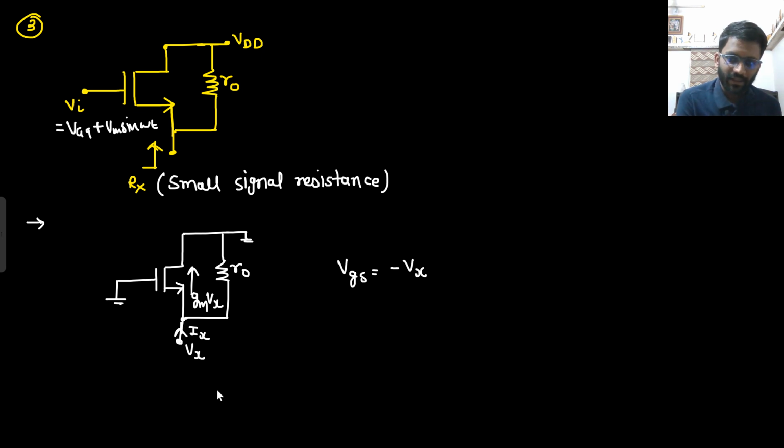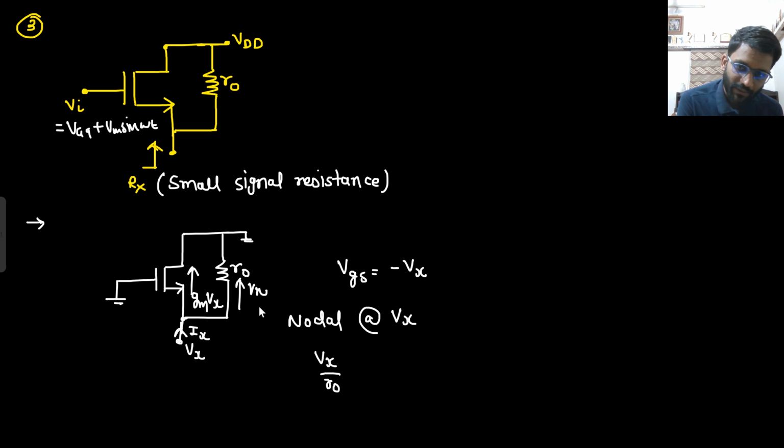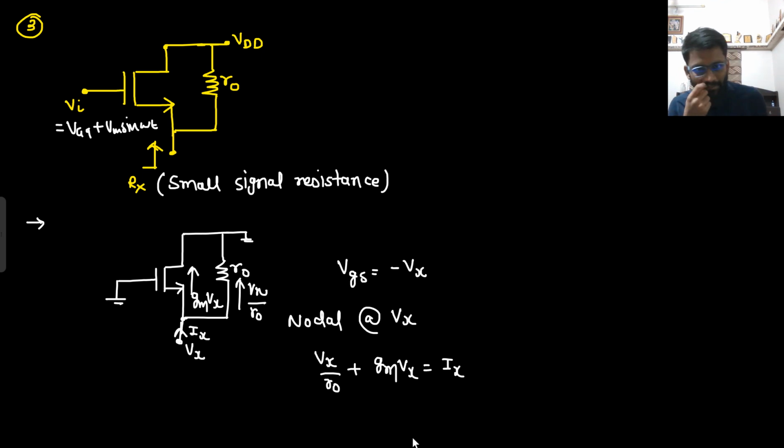Now you can apply nodal analysis here, at Vx. So Vx by r0 is the current flowing on the upper side, plus gm Vx, is equal to Ix. Are you guys agreeing to this point? Vx by r0 plus gm Vx is equal to Ix. Say yes or no.